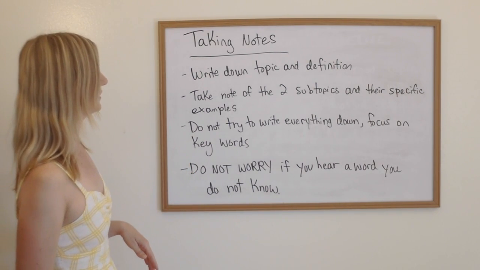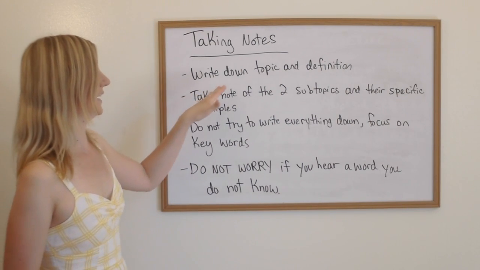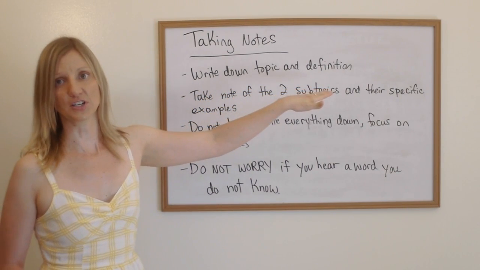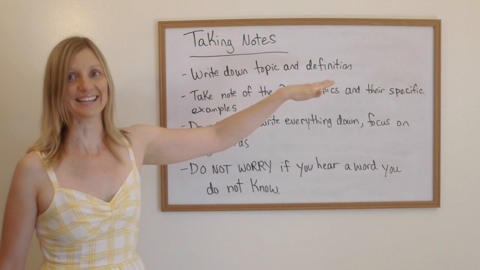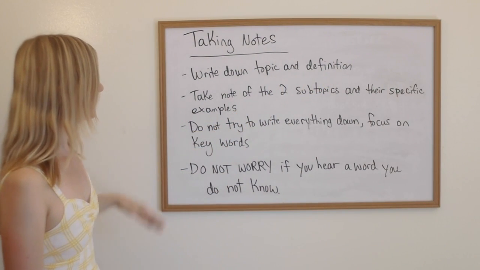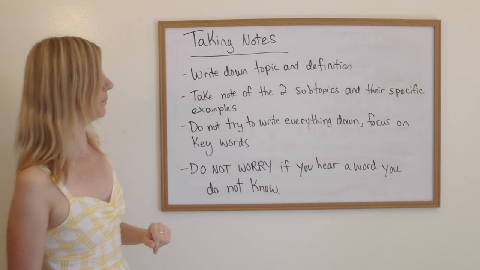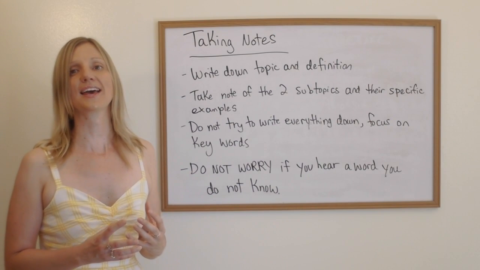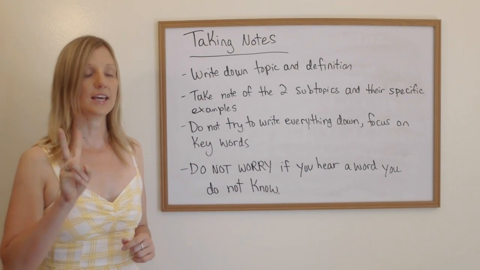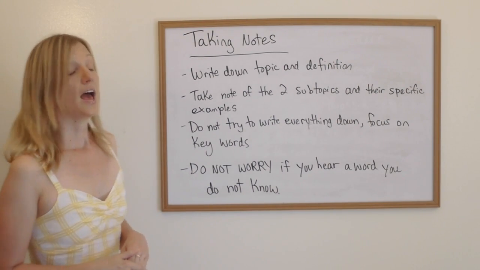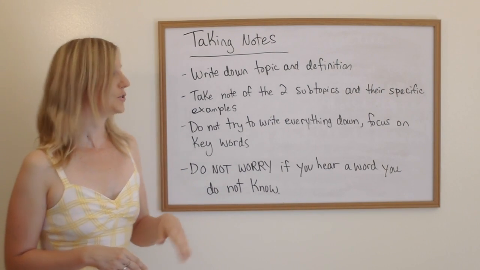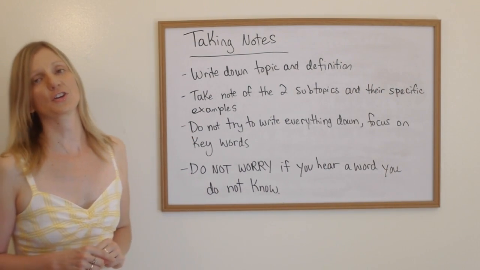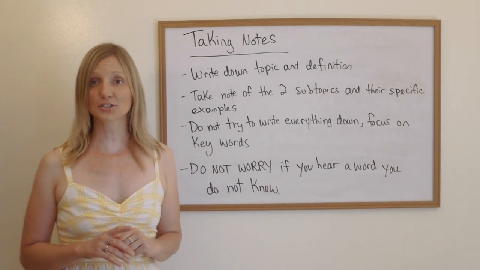Okay, so first of all, I want you to write down the topic and the definition that are given at the beginning. Okay? Then take note of the 2 subtopics and as much as you can about the 2 specific examples that they give. And this is very important. Do not try to write everything down. You will not be able to do that.